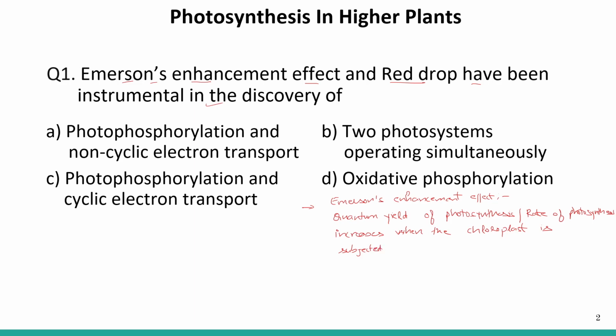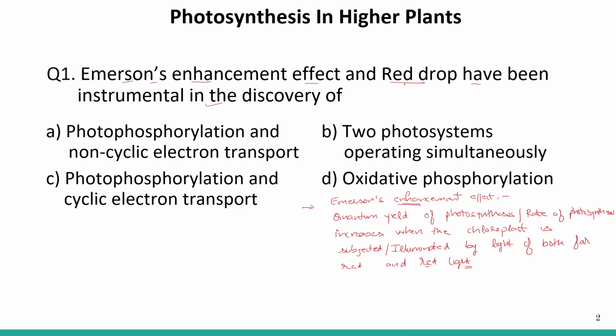Okay, or illuminated by light of both far red and red, or you can say both red and far red light. So there is an increase in the rate of photosynthesis when the chloroplasts are illuminated by far red and red light, both. So this is known as the immersion enhancement effect.